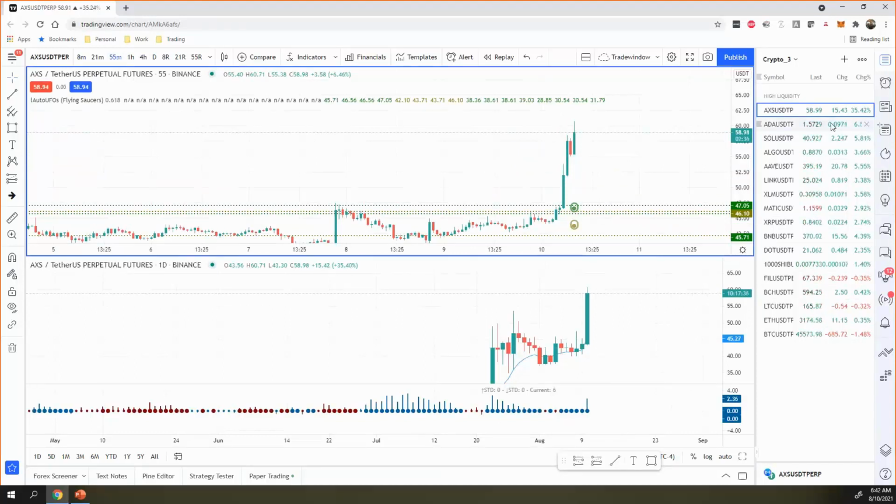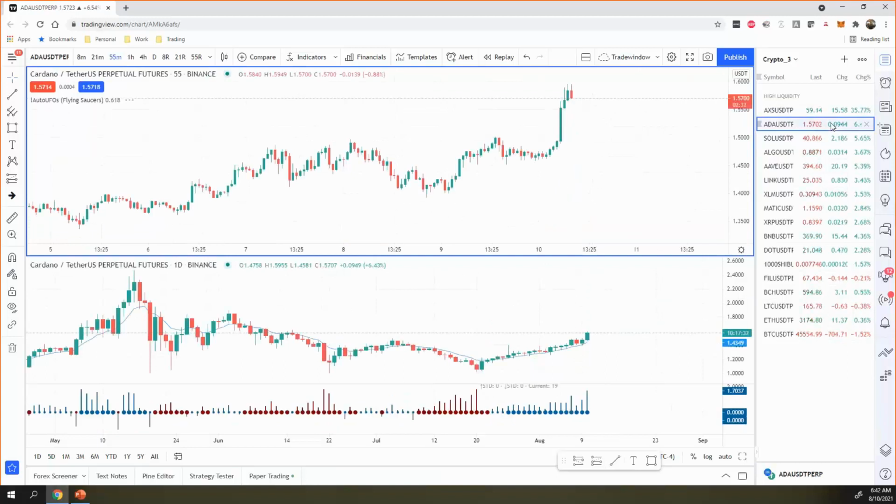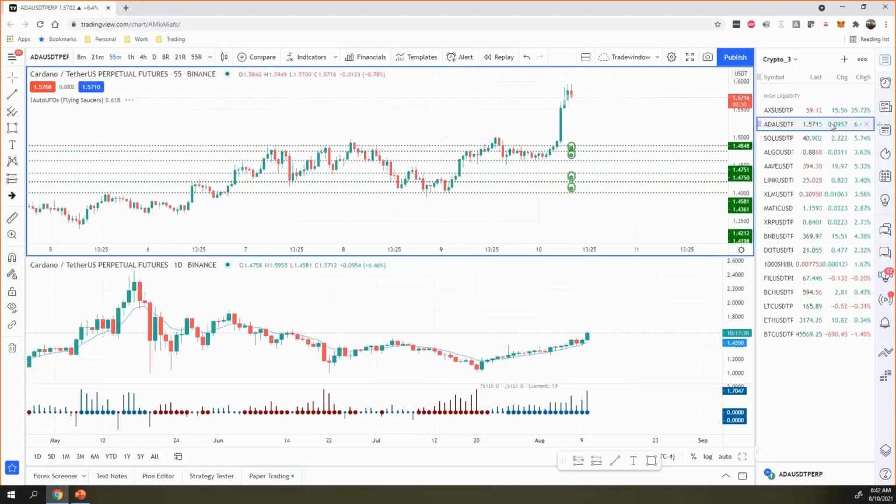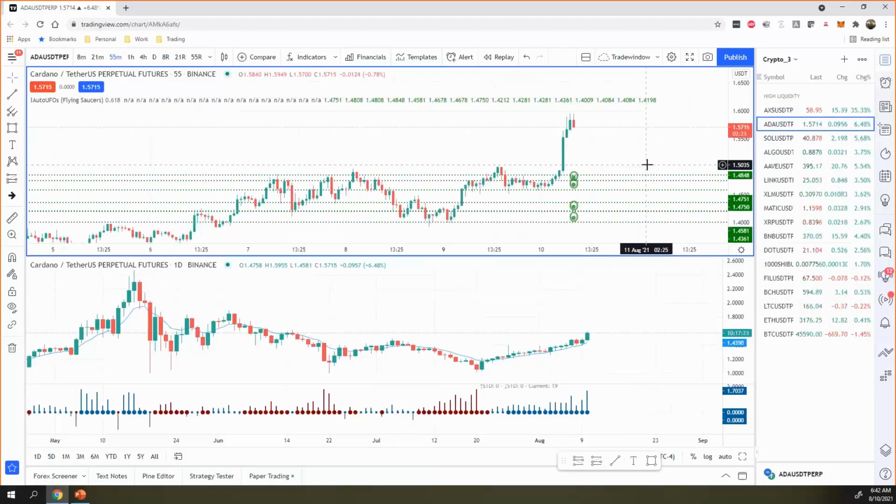I just wanted to show that one because it is an extremely fast upward movement. Same thing with ADA, right? It's popping up. I wouldn't say the same thing percentage-wise, right? Because ADA is $1.57, AXS is at $58 with a 35% change. So that's definitely no joke movement.